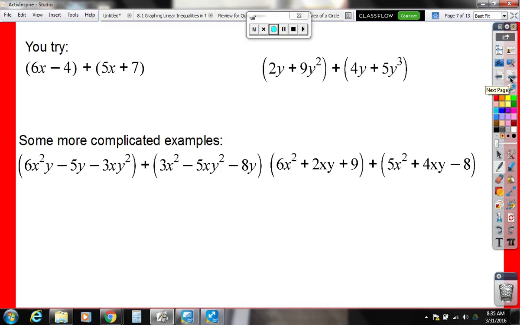Okay, there's a couple for you to try, so I'm going to pause the recording. And I want you to take a second, even if you think you're good at this, I want you to go through the process of circling the terms, crossing them out.